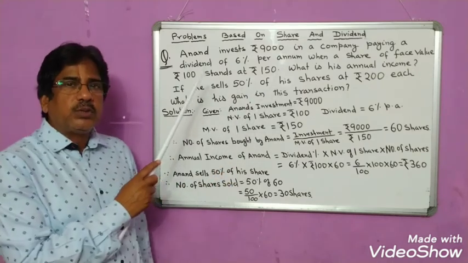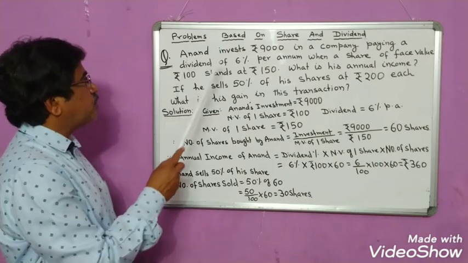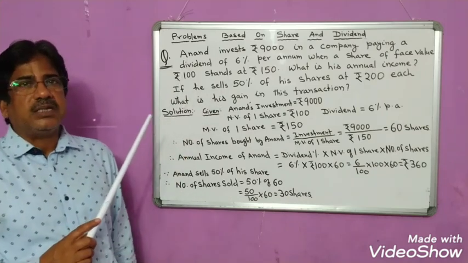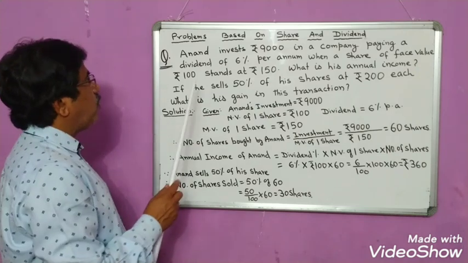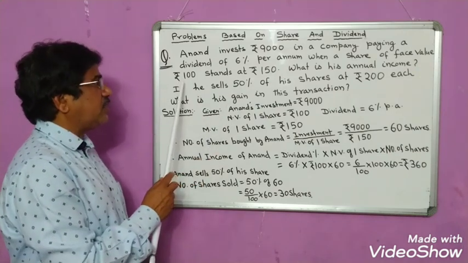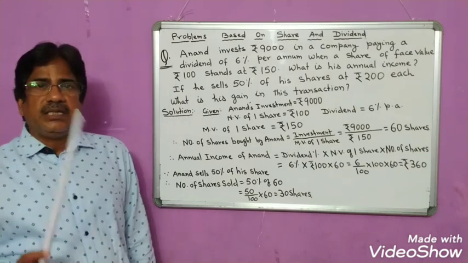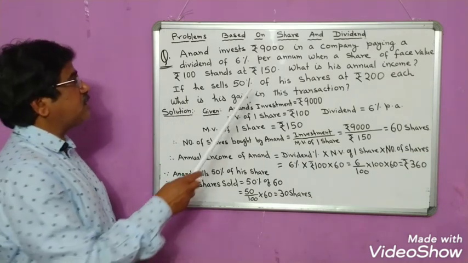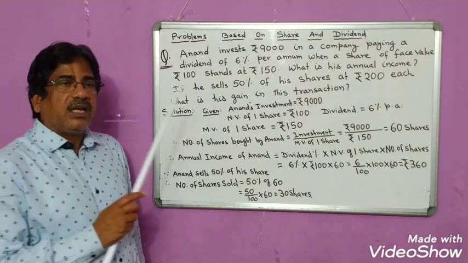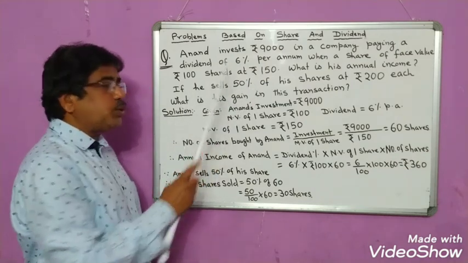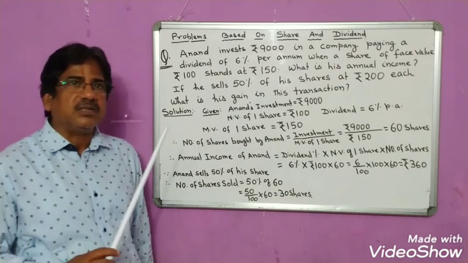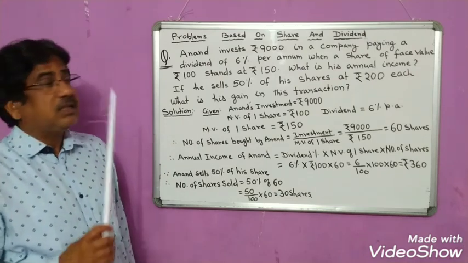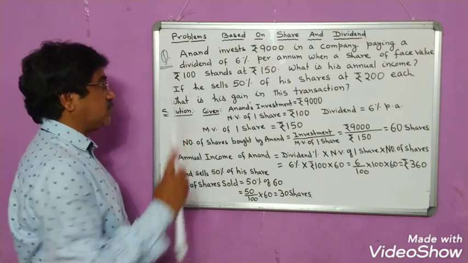So if you go through the question clearly, the investment of Anand is rupees 9,000 and the nominal value of that share is rupees 100 each, and it is available in the market at rupees 150. Since the market value is known to us, remember, Anand is going to purchase the number of shares from the market. The dividend rate is given as 6%.